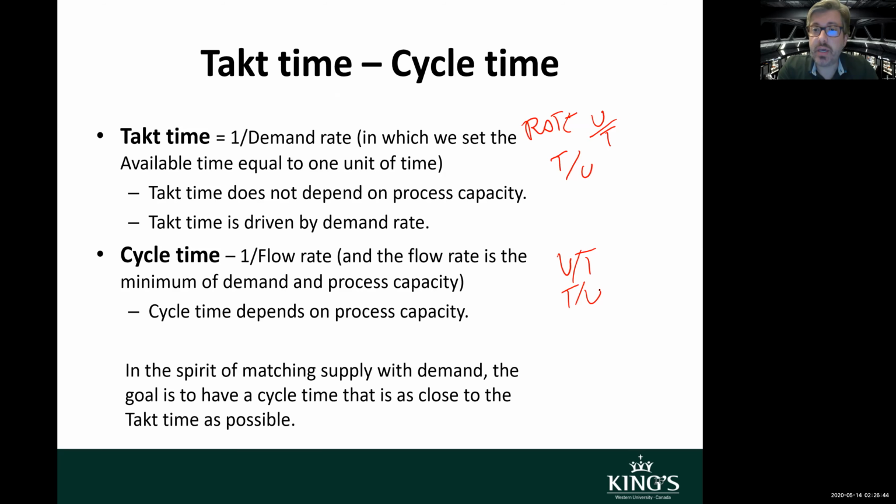It does not depend on process capacity. That is what the market expects from you. This is exogenous to your company, right? While cycle time may depend on your process capacity. Sometimes you are demand constrained, other times you're capacity constrained. So you have to be able to understand when those two things come into play.